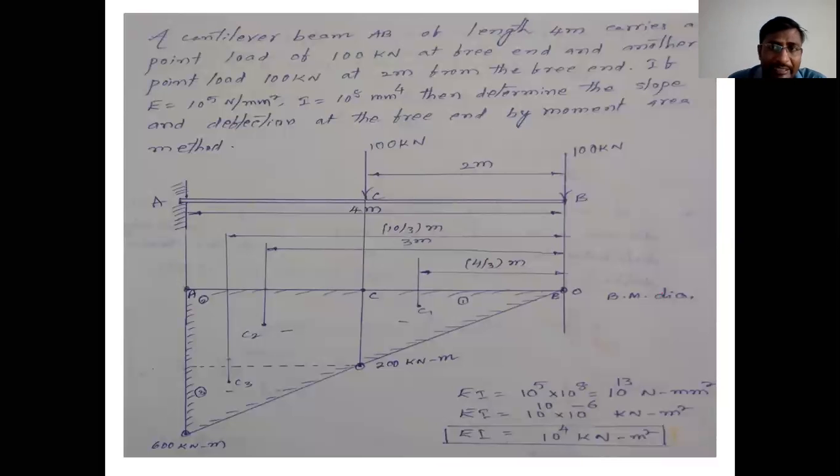Then the last problem for the moment area method is a cantilever with multiple loads, that is, two loads acting at different points. A cantilever beam AB of length 4 meters carries a point load of 100 kilonewtons at the free end and another point load of 100 kilonewtons at 2 meters from the free end, so the fixed end is 2 meters away. If Young's modulus is 10 to the power of 5 and the moment of inertia is 10 to the power of 8, determine the slope and deflection at the free end by the moment area method. So how do we find the slope and the deflection at the free end?